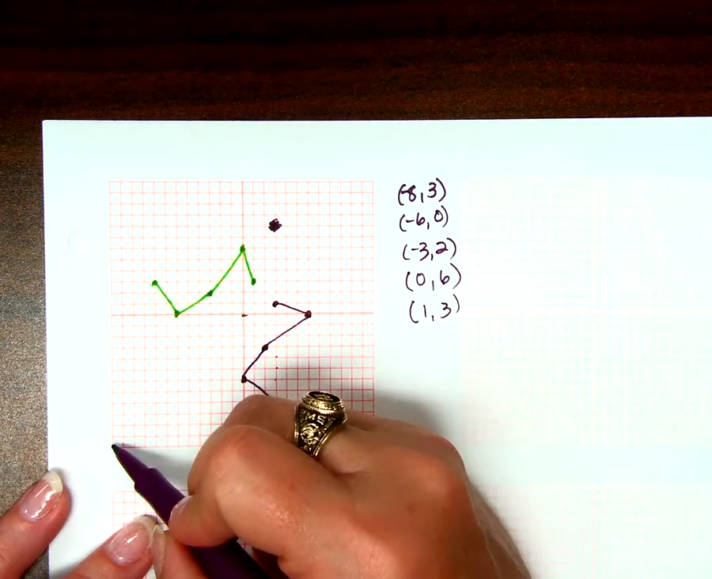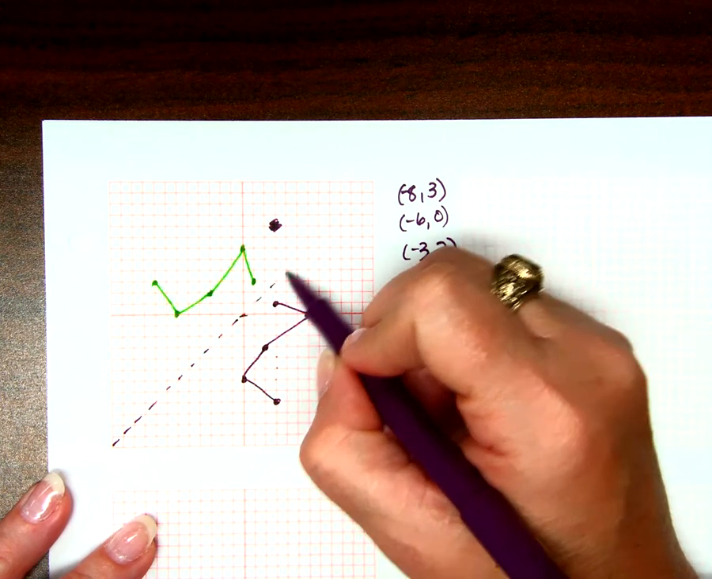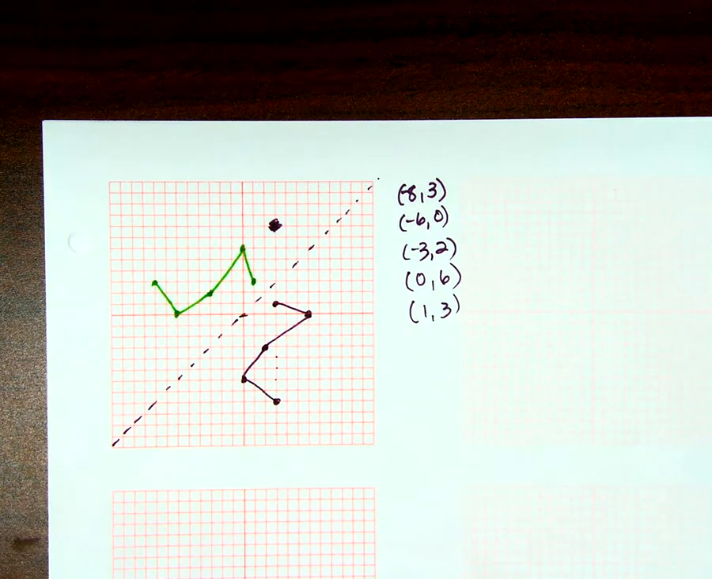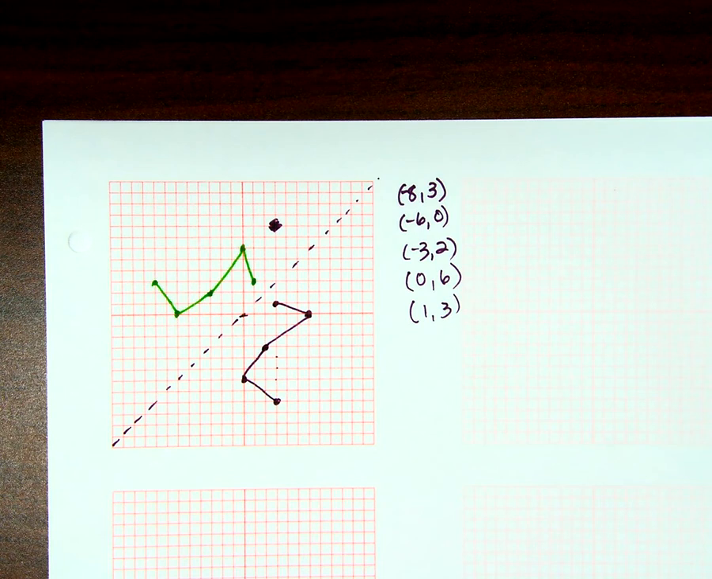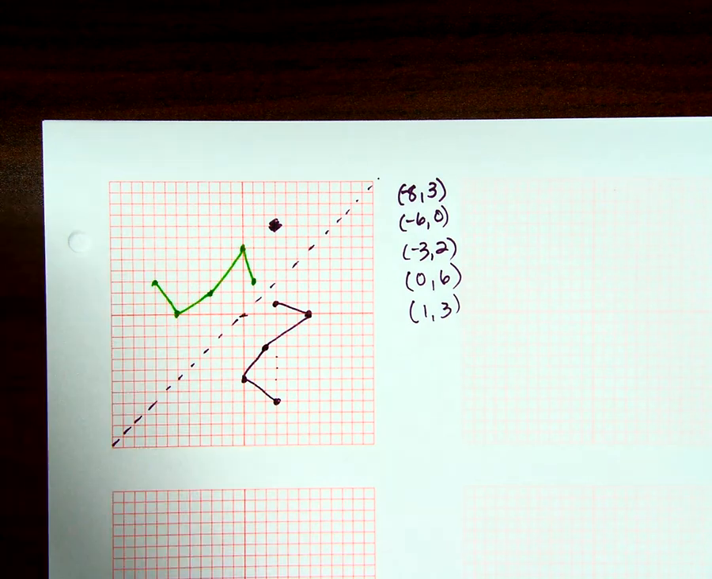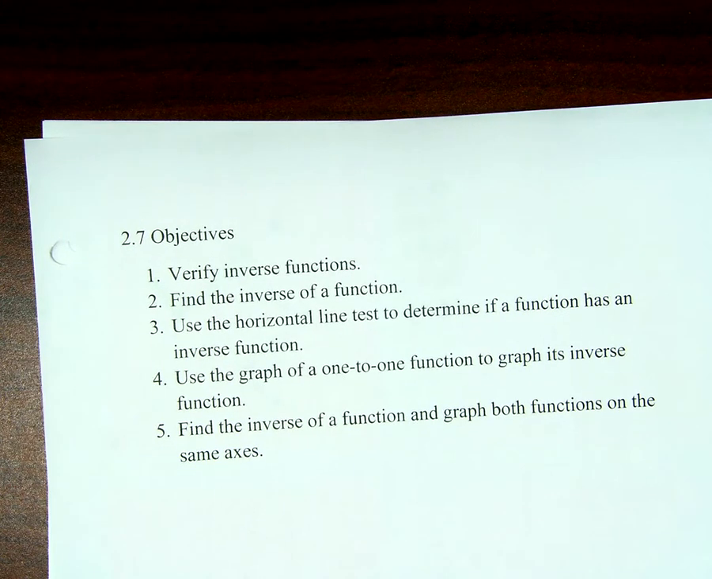So here's the thing. If I folded this piece of graph paper along the line y equals x, is it a mirror reflection of itself? Then it's an inverse function. This is the correct inverse of that. Does that make sense? Okay. Do I need to do any more examples of that for you, or you got how to graph an inverse function? Okay.